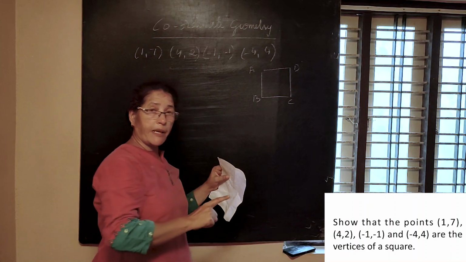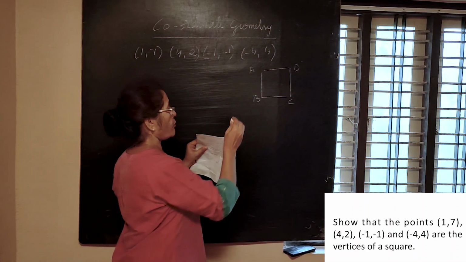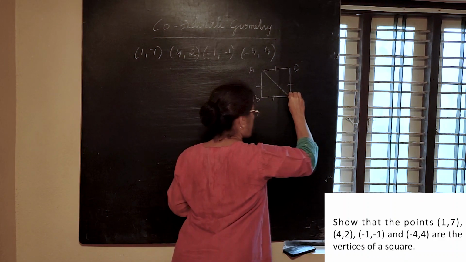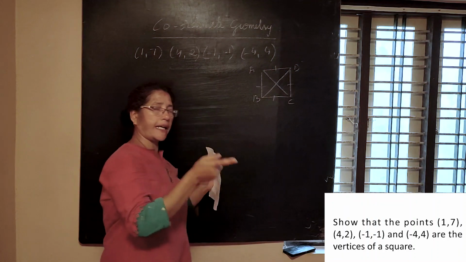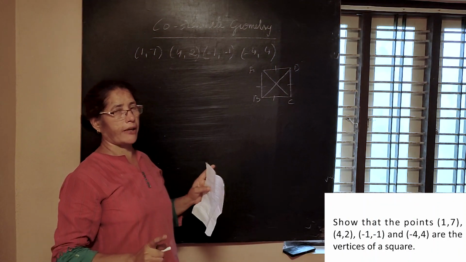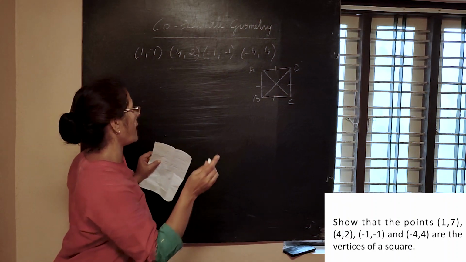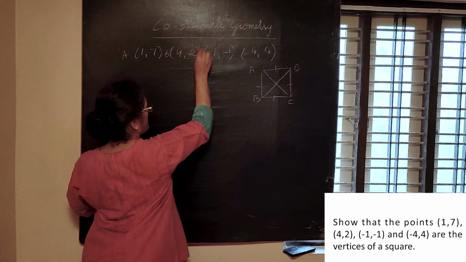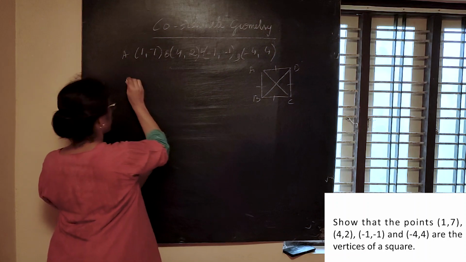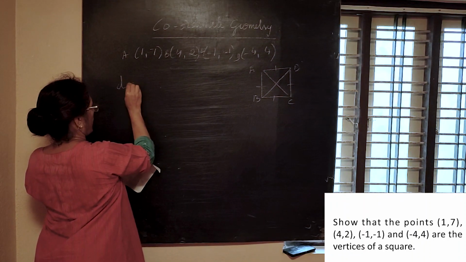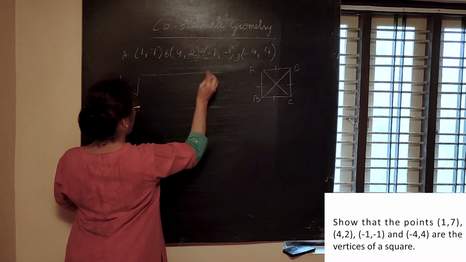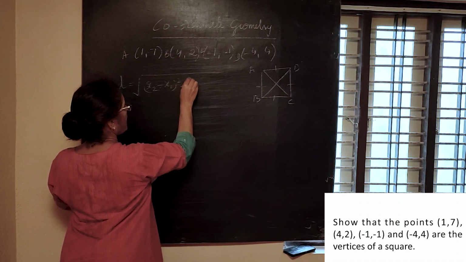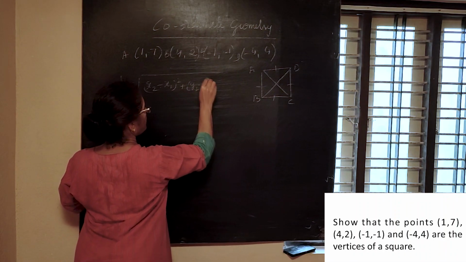So suppose I take the four vertices A, B, C, D. I have to prove AB is equal to BC is equal to CD is equal to AD. If I see again AC is equal to BD, then I am 100% sure that it is a square. So let us solve that using the same distance formula. Let me call this A, this B, this C, this D. First we will write down the distance formula: D is equal to square root of x2 minus x1 the whole square plus y2 minus y1 the whole square.